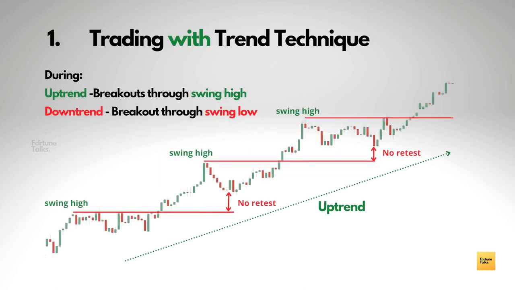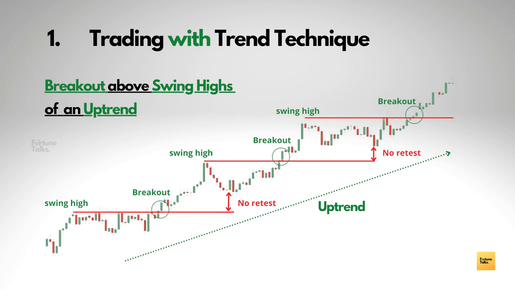Here you can either trade the break of the swing high or swing low, depending on the type of trend the market is in. Let's see how this works with an example. Let's say the market is in a strong uptrend and the market respects the 20 period moving average. The idea of this trade is to buy the breakouts above the swing high.